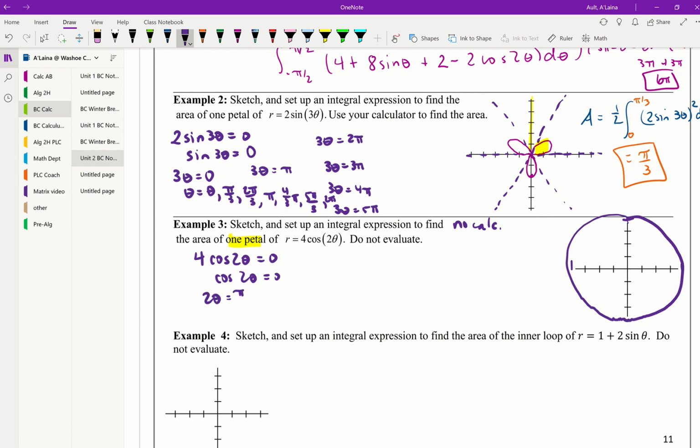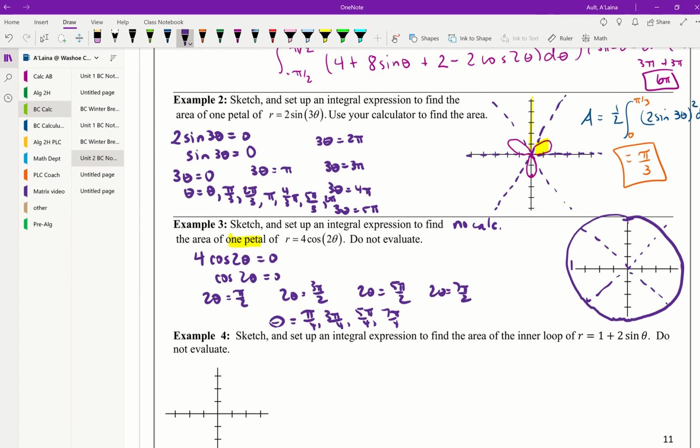That happens at pi over 2, at 3 pi over 2. And I'm going to go around the circle twice because this is 2 theta, at 5 pi over 2, and at 7 pi over 2. So if I divide each of these by 2, theta is at pi over 4, 3 pi over 4, 5 pi over 4, and 7 pi over 4. This is where I'm going to zero out. So I'm going to draw on these dotted little radii here to kind of help me understand that that's where I'm going to the origin.